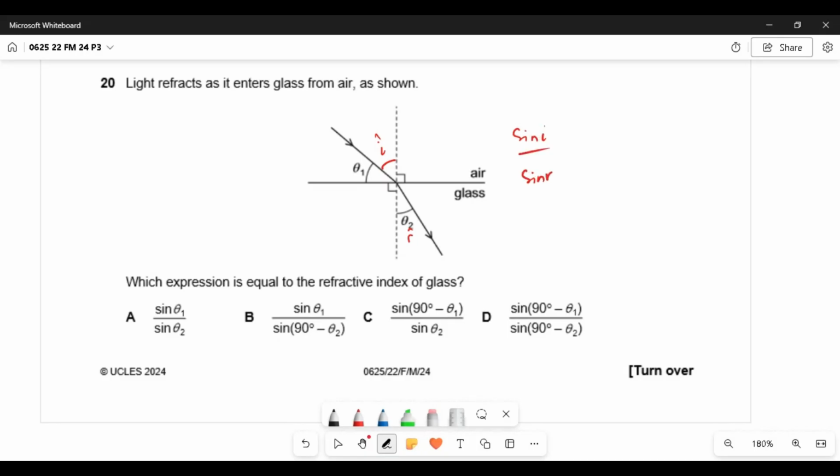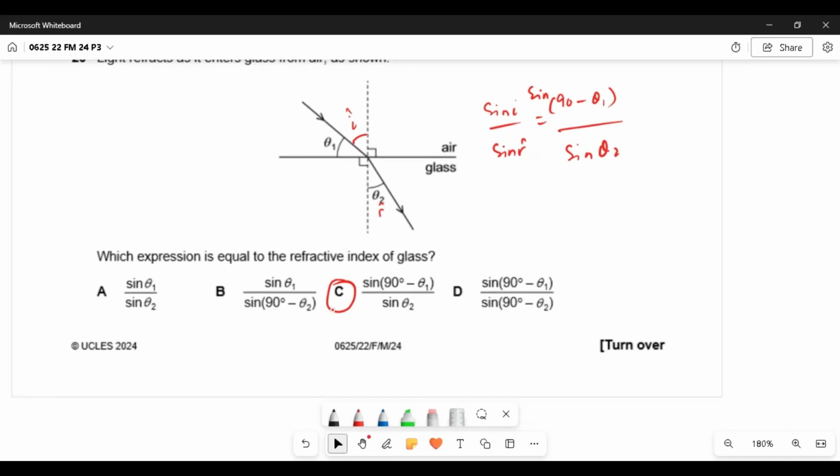So if you see, sine i is actually not theta 1, it's 90 minus theta 1, and sine r is, correct, that is theta 2. So I can just say theta 2, and this one is option C.